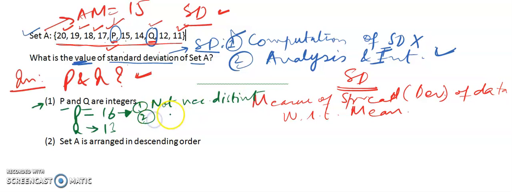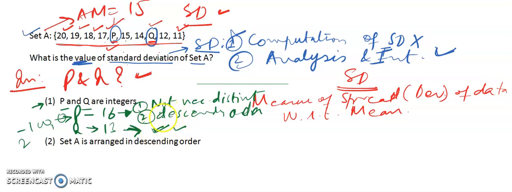Second, the set is not necessarily in descending order. So P can have any value: -100, 0, 2, 5. Same goes with Q. It can have any value. So literally infinite possibilities of P, infinite possibilities of Q, so infinite possibilities of the value of SD. So this statement by itself is insufficient.